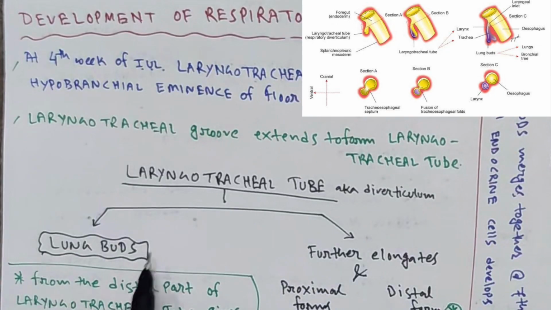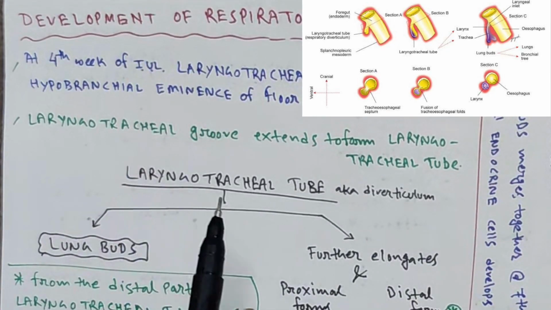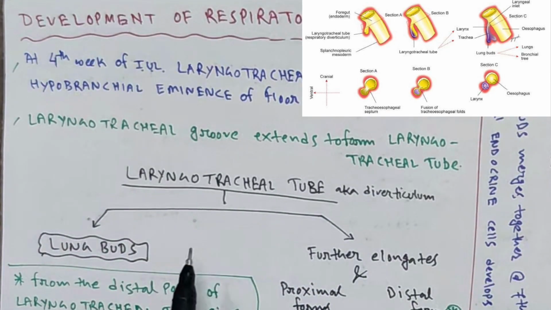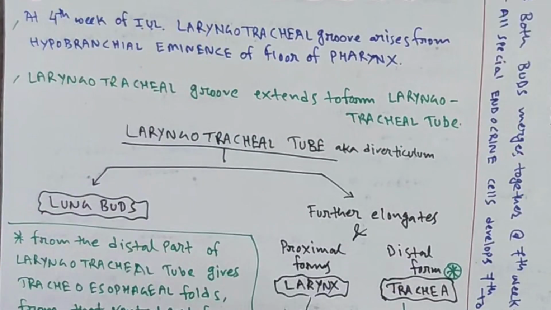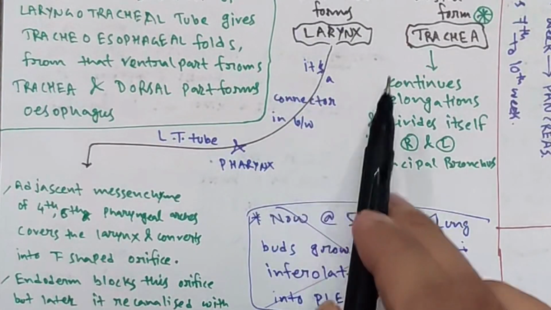Now lung buds appear from one part of the laryngotracheal tube and the rest of the part further elongates. Now in further elongation what happens? At the proximal part it forms the larynx and the distal part it forms the trachea. Now, fate of the larynx.